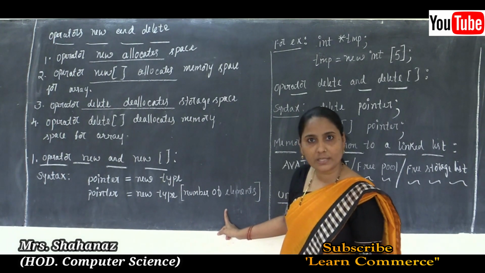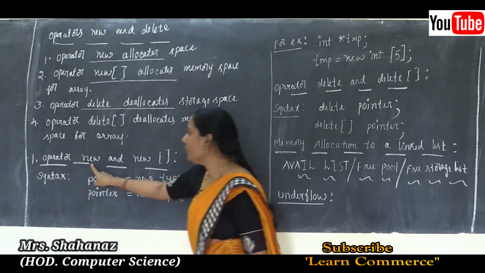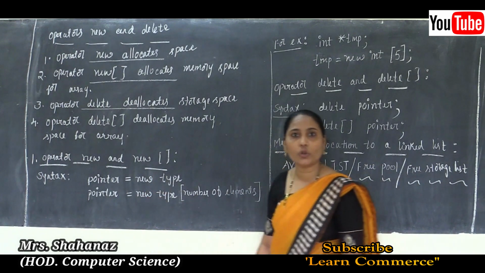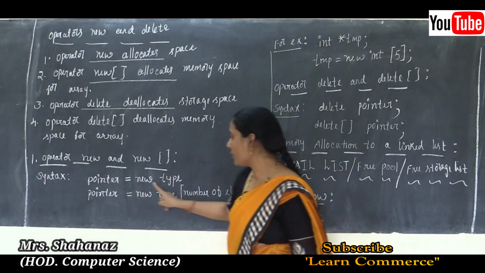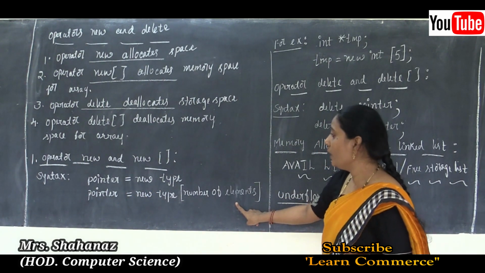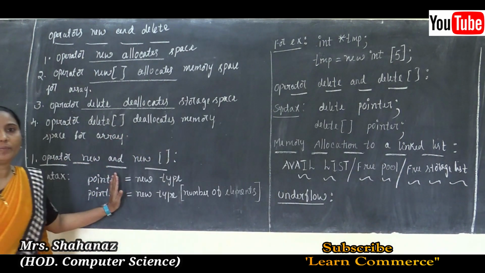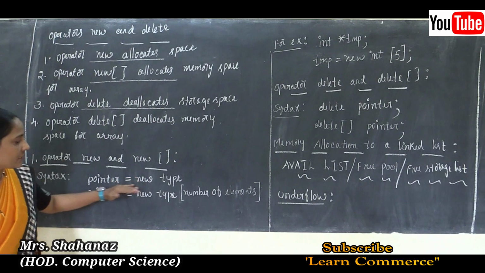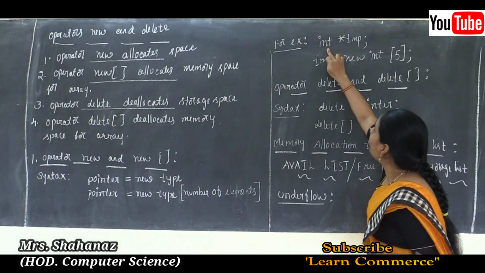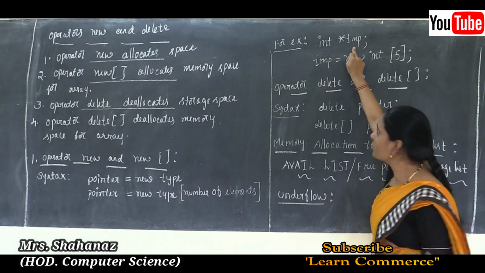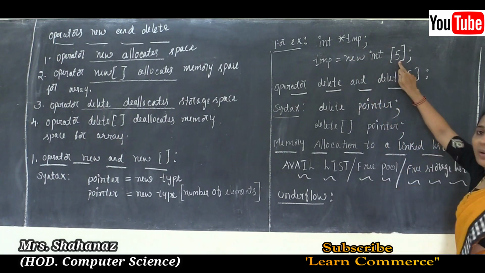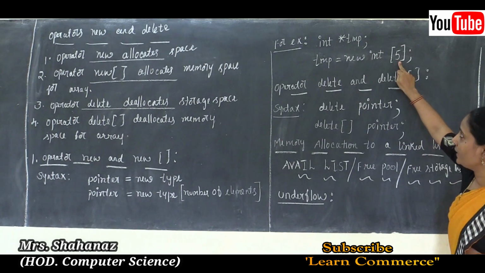Now we are in the concept. The concept is the operator new and new size. Some of this syntax is going to apply: pointer is equal to new type, and pointer is equal to new type number of the elements. Now, whatever syntax we write, shall we write one suitable example using such syntax? In this case, we can say pointer TMP is equal to new int number of the size, number of the elements.